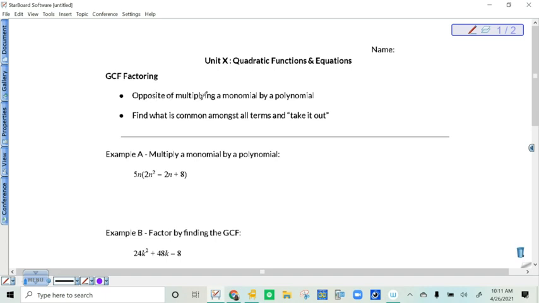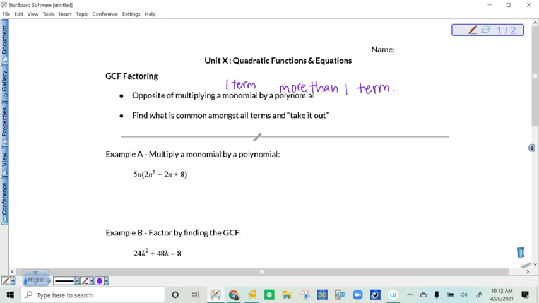So this is like the opposite of multiplying a monomial by a polynomial. How many terms does a monomial have? Yeah, one term. How many terms does a polynomial have? Not necessarily three or two. More than one. Yeah, just more than one term. And the way we do GCF factoring is we find what's common amongst all the terms and we take it out.